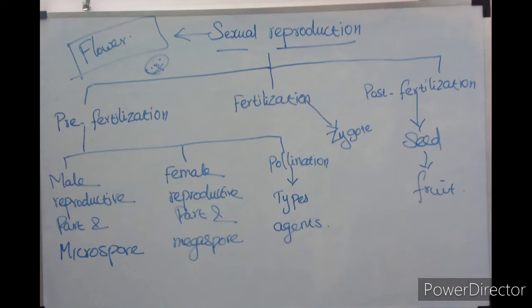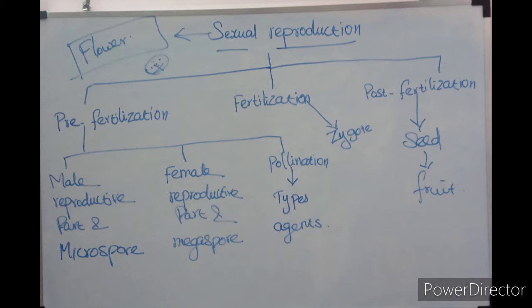So these are all the things coming under pre-fertilization. Male reproductive part and microspore, female reproductive part, megaspore, pollination, types and the agents. These are all coming under pre-fertilization.